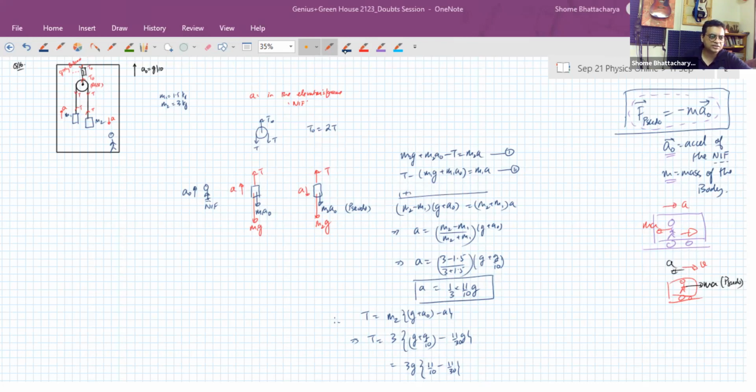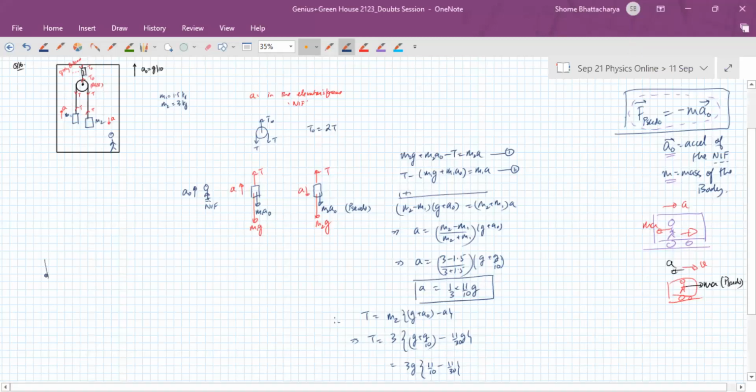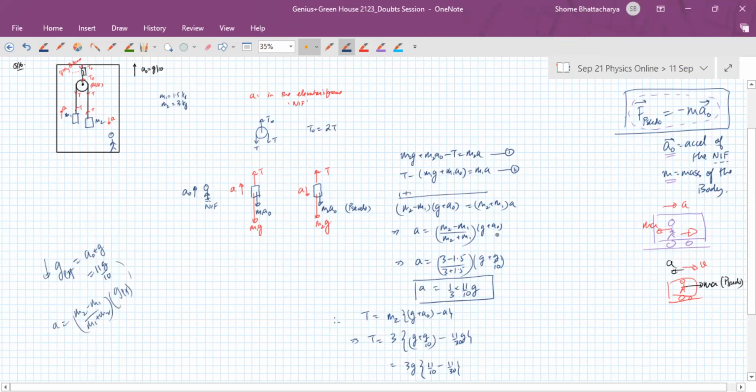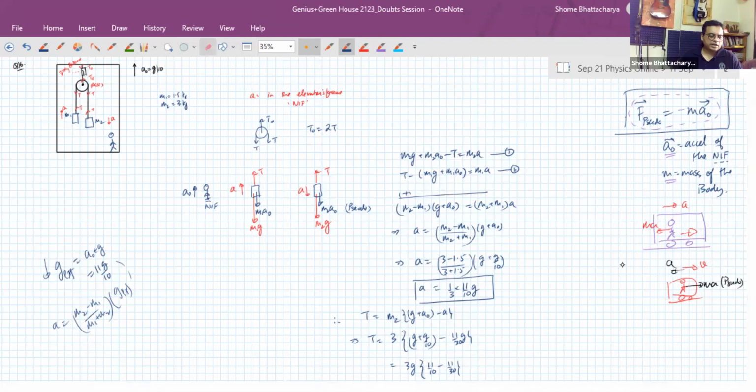So you can also understand it this way: inside this lift, your effective gravity is becoming g plus a naught, so it's actually 11 g by 10. Naturally your acceleration will be m2 minus m1 divided by m1 plus m2, that standard formula, but into this effective g, which is this much. If you substitute that, you'll get the answer that we've discussed here. So that's also an effective way of understanding the question. So anyhow, hope this is clear now, right?